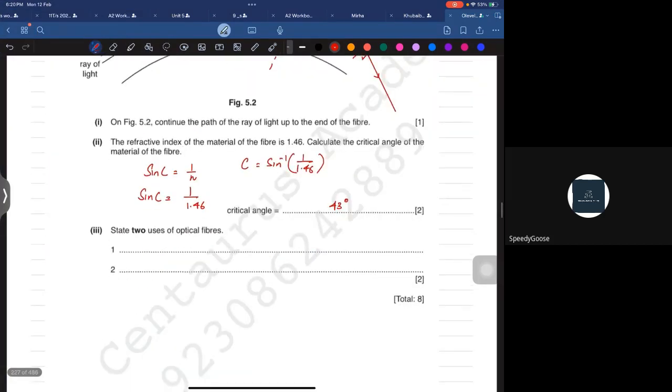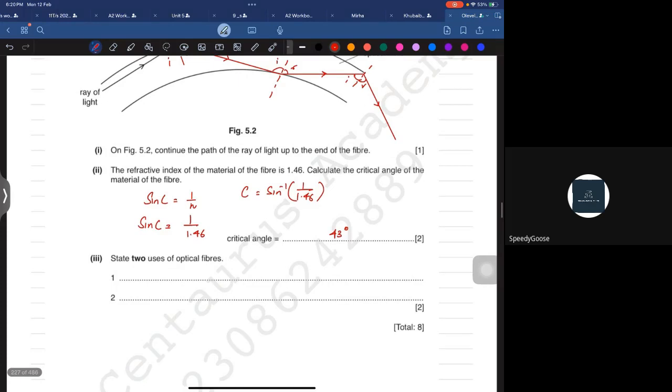Then you got to state two uses of optical fiber. The first use of optical fiber is telecommunication. That is high-speed internet. And it is also used in endoscopy. Endoscopy is a term that is used in medical. Yes, you're right, Fraz. And basically, you might have heard about a camera being inserted inside the body of a person through mouth or nose. And that's basically to see things inside.